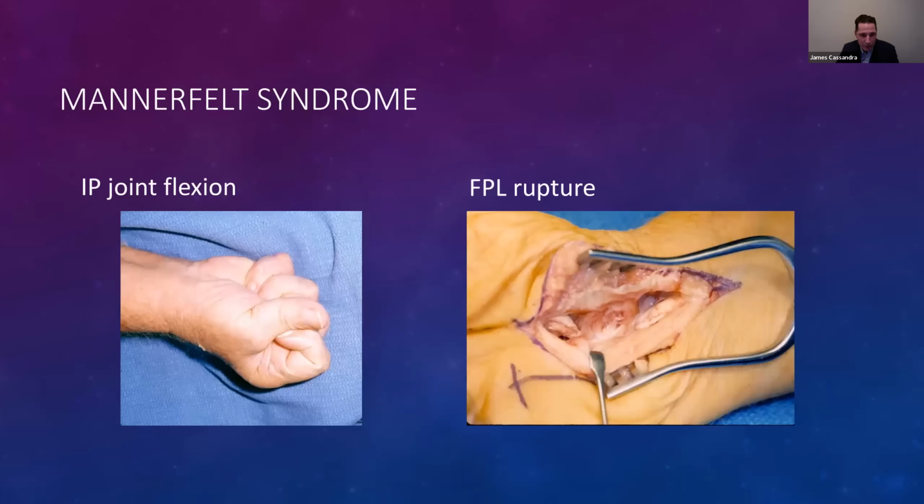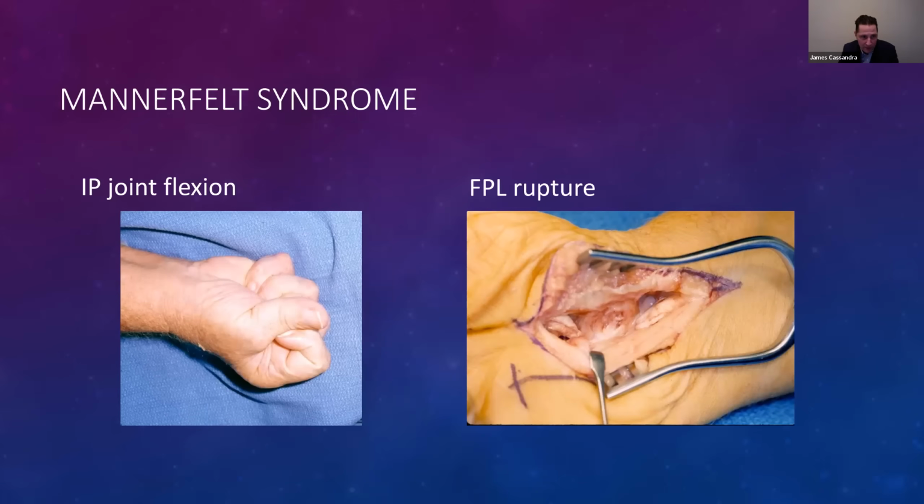Mannerfelt syndrome is where the flexor tendon ruptures to the thumb. So we call it the flexor pollicis longus tendon. It ruptures as it crosses the wrist. There's usually a bony spur off the scaphoid. Tendons like to go by smooth objects. If there's anything rough that a tendon passes on, such as a bone spur, a screw, hardware, anything like that, it can fray and rupture a tendon.